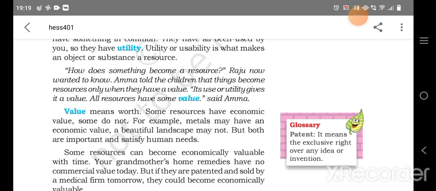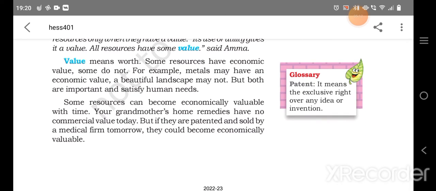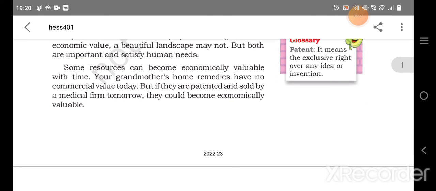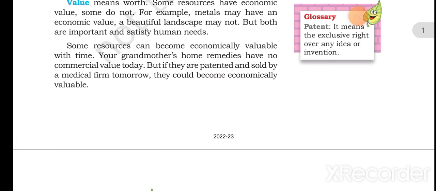Now, if I ask you what the definition of a resource is, then any substance that satisfies human needs is called a resource. That is the simplest definition of a resource. Now comes the next thing: what are the factors that can convert a substance into a resource? The factors that can convert a substance into a resource are basically time and technology.